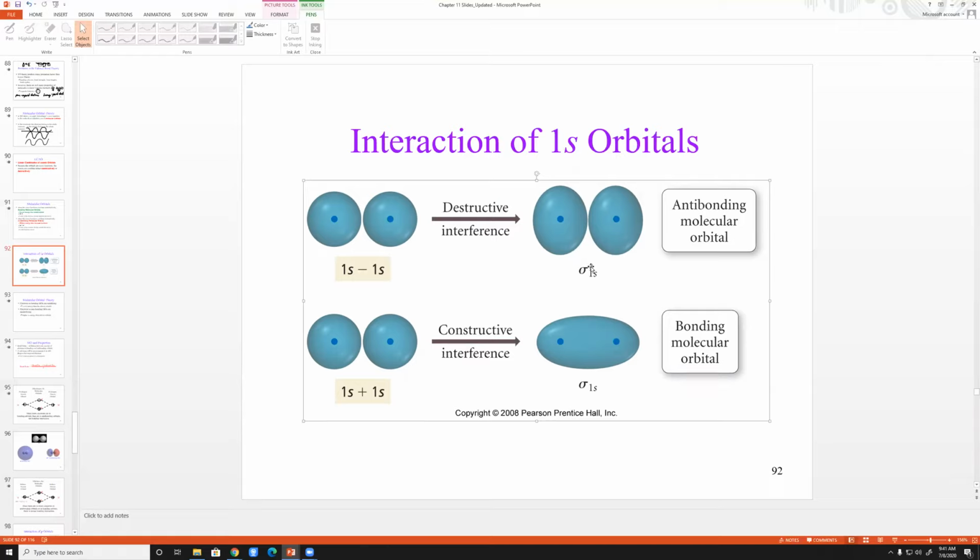And sigma star. What that means when you have a star is that it's the anti-bonding molecular orbital, meaning it's the representation of the destructive interference of Schrodinger waves of two electrons that want to bond together, but they can't because of an energetically not favorable interaction. So this is what we represent, an anti-bonding orbital.